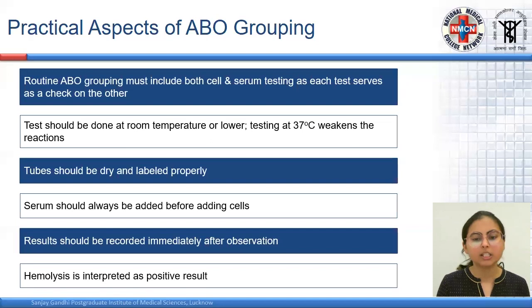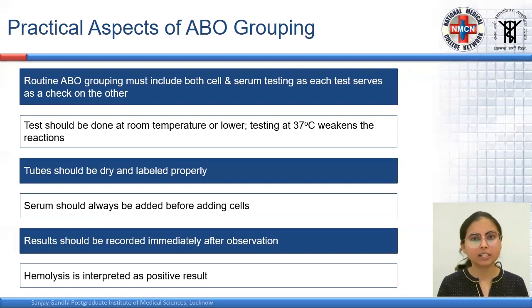The testing for ABO blood grouping has to be done at room temperature because the antibodies formed against the ABO system are of IgM type. IgM type antibodies are cold reacting, so they are tested at room temperature. If you test at 37 degrees, it would weaken the reaction. 37-degree temperature is used for testing IgG type of antibodies.